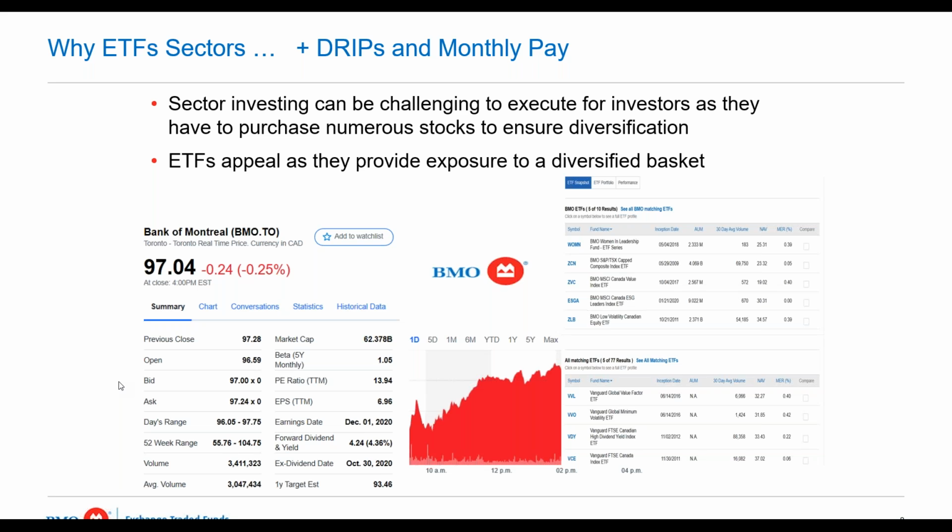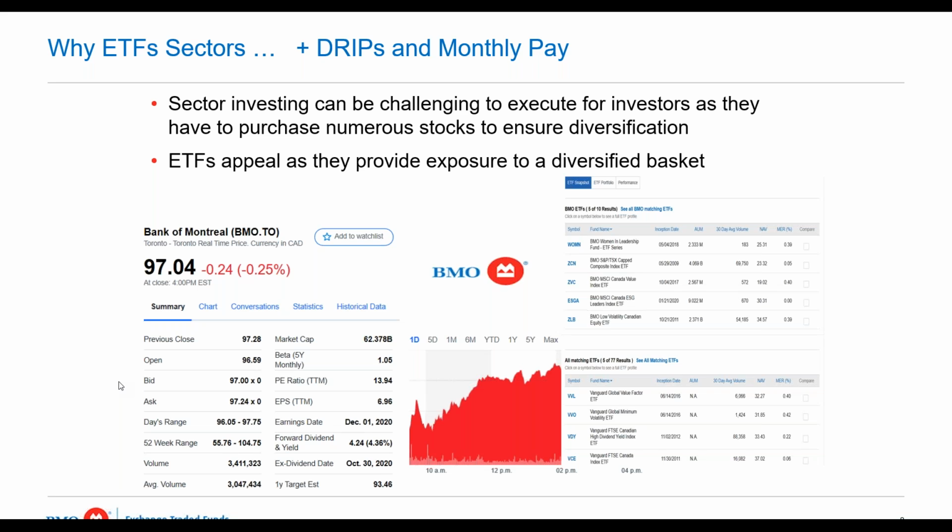And the other benefit with ETFs is that most of them actually pay a monthly distribution. So they're giving you a more dependable income, whereas a lot of the banks pay a quarterly dividend. So by using an ETF, you can choose to take cash on a monthly basis. So we kind of just smooth that out. Or if you want, you can choose to have it reinvested and take advantage of the DRIP as well.